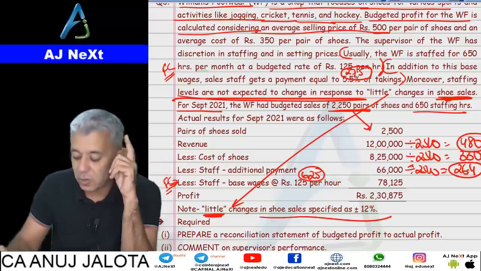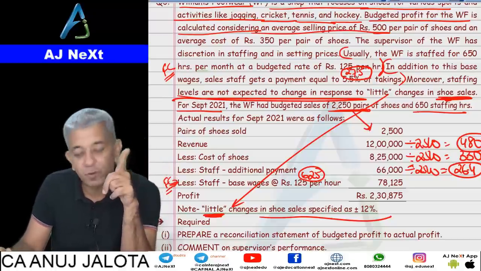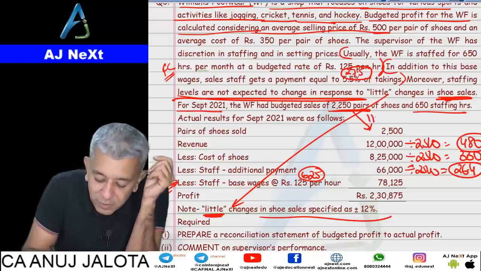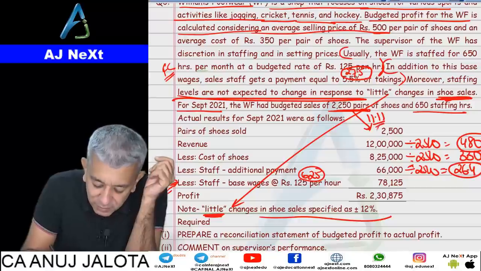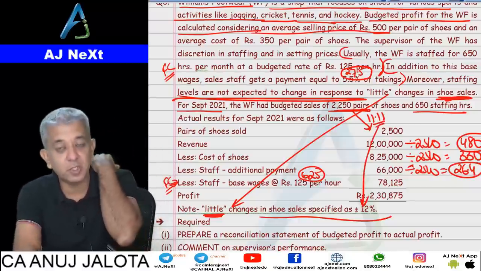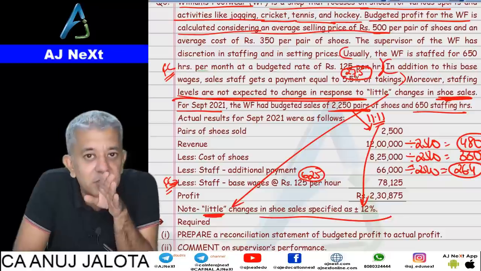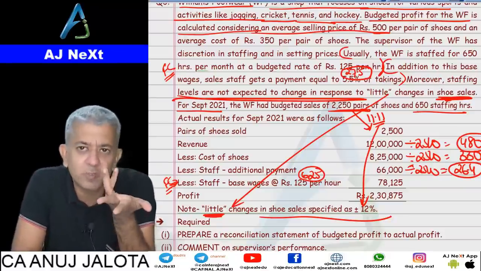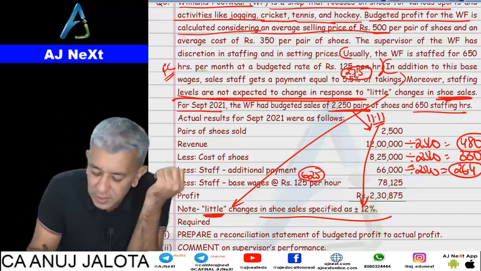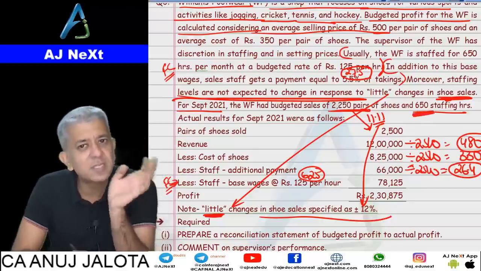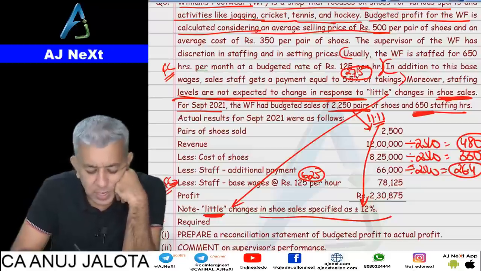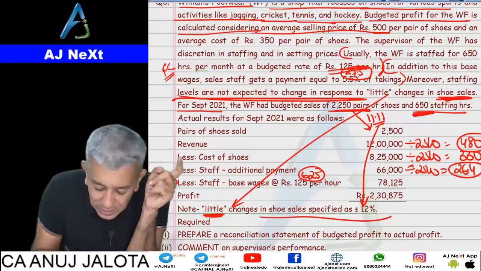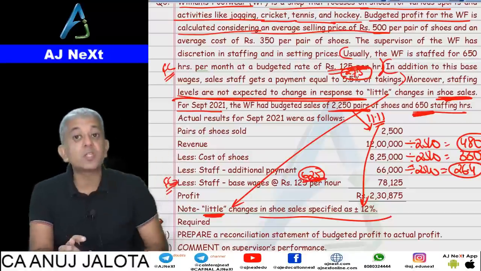It reached 2500. Take your calculator. There was an increase of 250 divided by 2250 in percentage. That comes to 11.11%. Can you say 11.11% is within the 12% range? Yes. So even if sales have increased by 12%, the staffing requirement would not have changed. So we should have taken 650 hours. Staff should have worked for 650 hours, and we should have paid them at the rate of 125 per hour. But in reality, my staff worked for 625 hours.